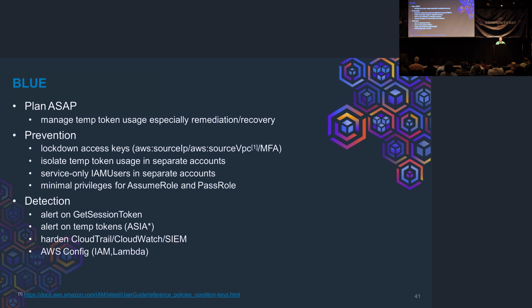You should detect, of course, usage of temporary tokens. ASIA, you should know that they're being used. Clearly harden your logging and alerting system, make sure it's configured right. And maybe use AWS Config for additional config checks and also knowing about code changes and Lambdas.